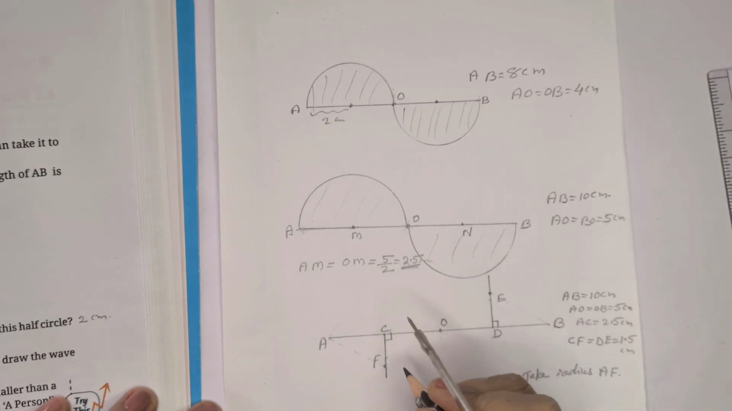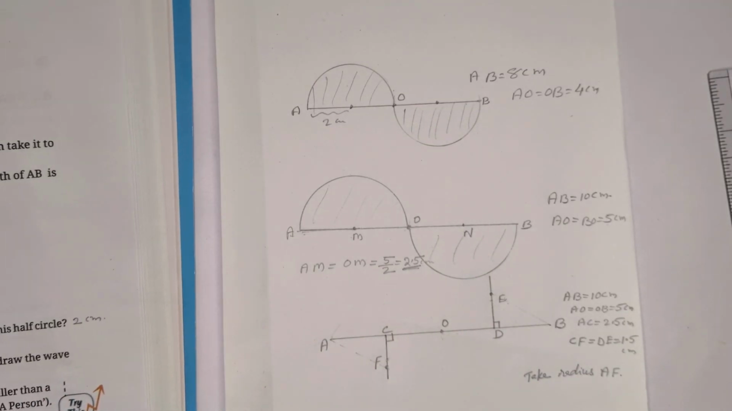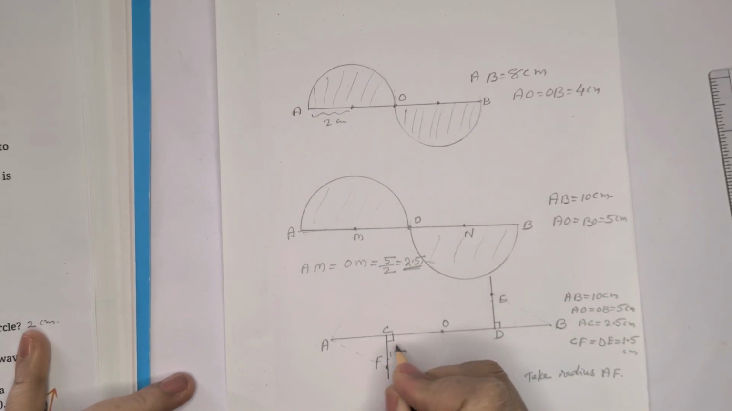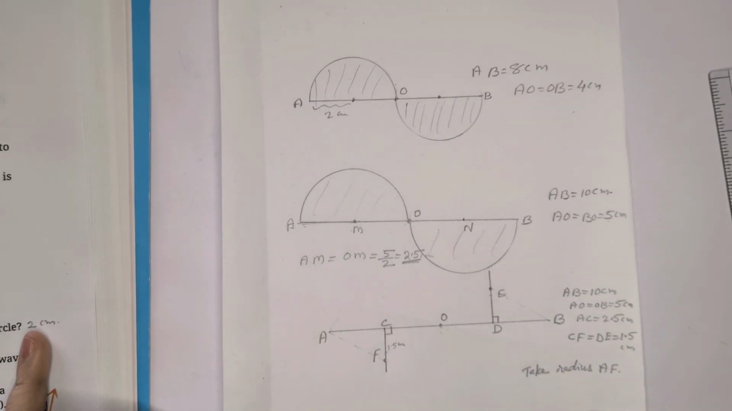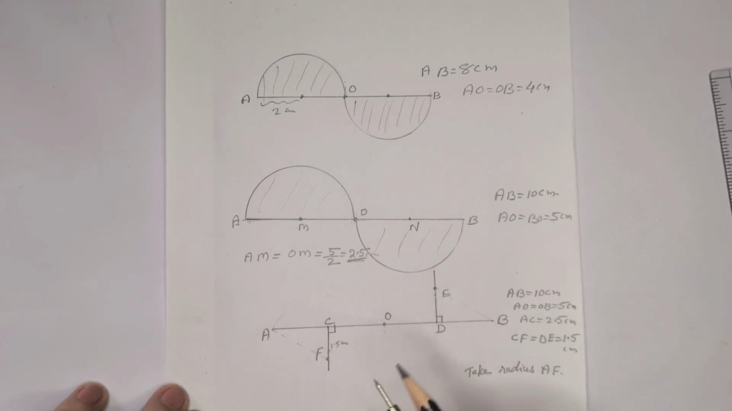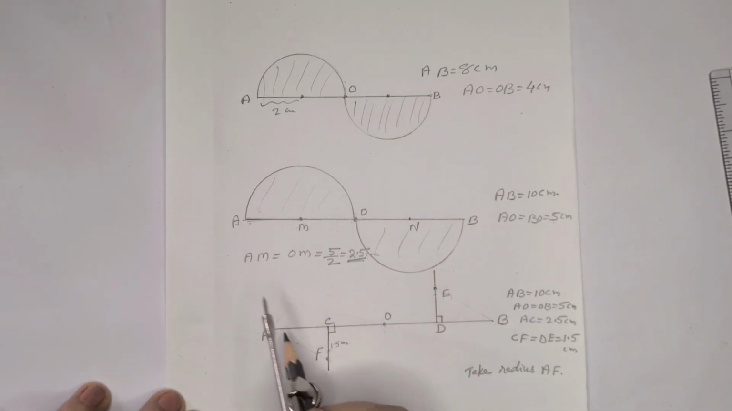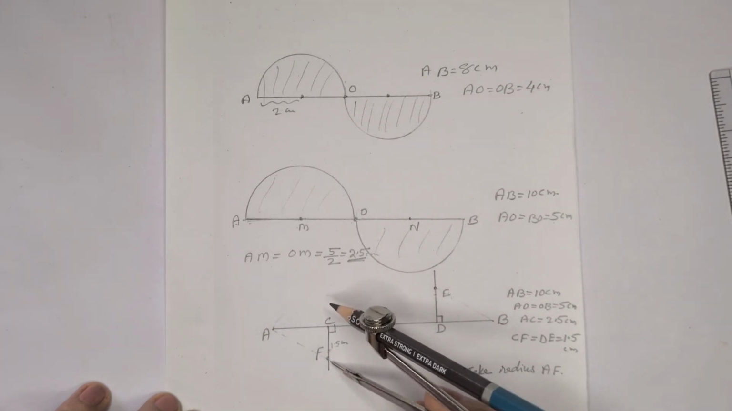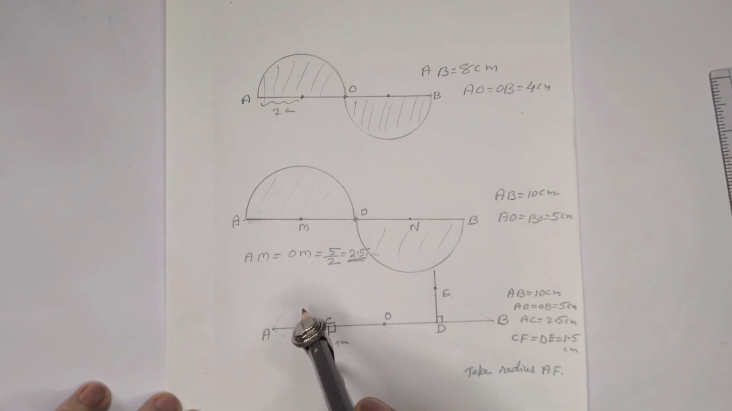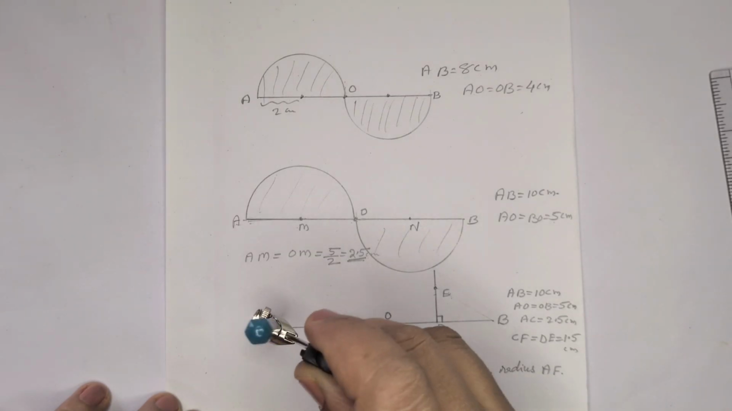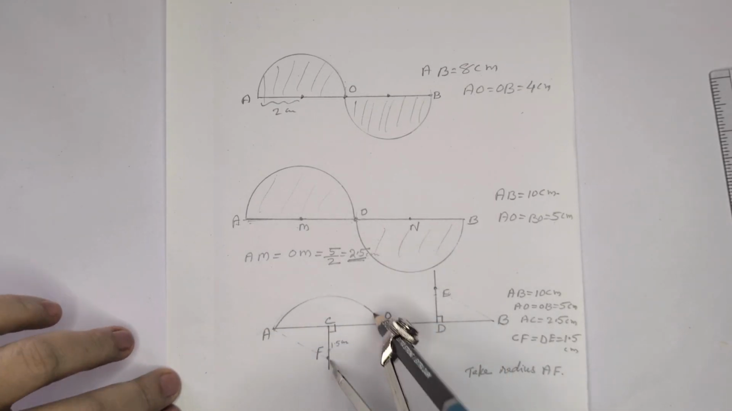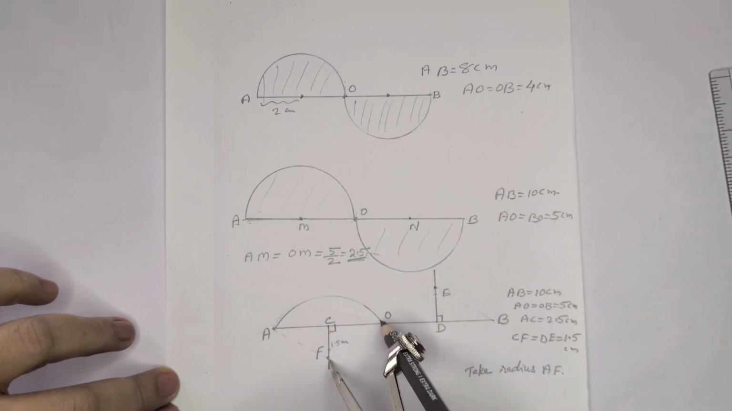Now from here 1.5 centimeter down, just mark the point F. CF is 1.5 centimeter. Then join this to the end point of the line segment, AF. Take AF as the radius. This is the radius, F as the center. Draw an arc that will pass through the end point.